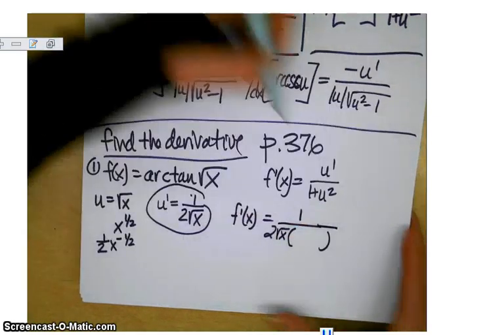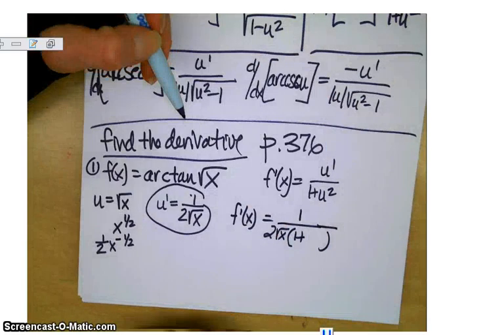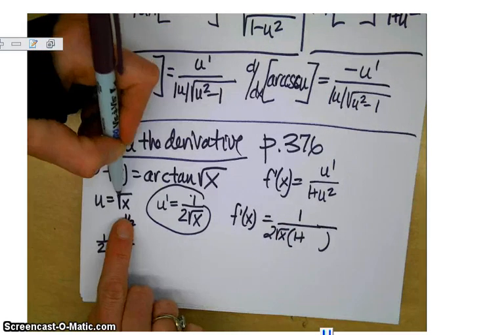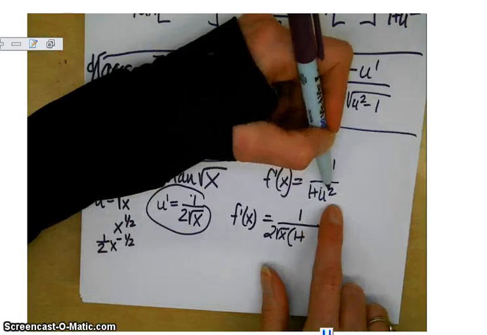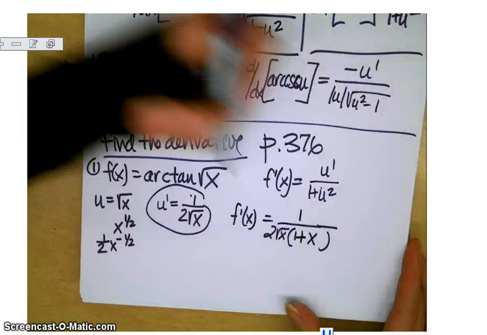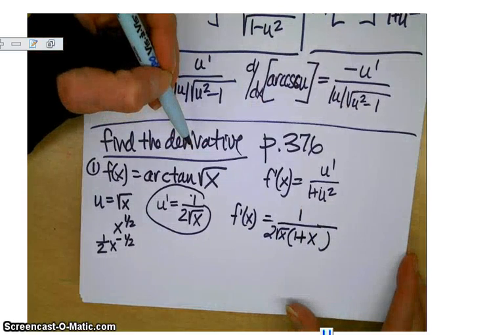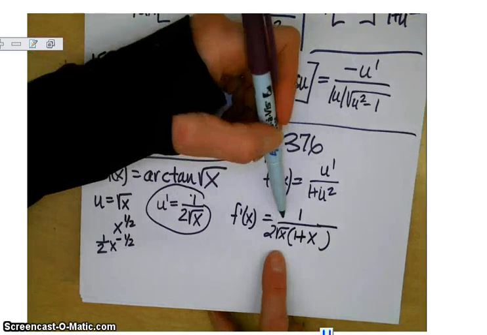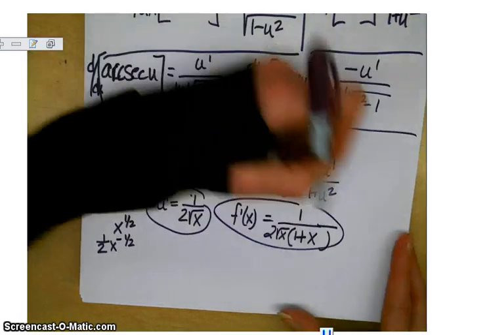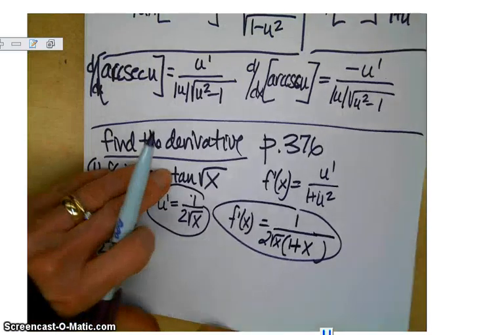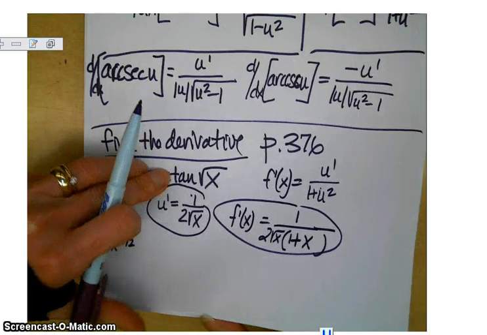Times 1 plus, what's the u? U is the square root of x. So if I put the square root of x in and square it, what's the square root of x squared? X. Now, is there really anything I can do to simplify this? No. I could distribute, but this looks nicer than distributing it. So this is it. You're done. There's your derivative. Yippee! Okay, we'll look at a couple more of those.